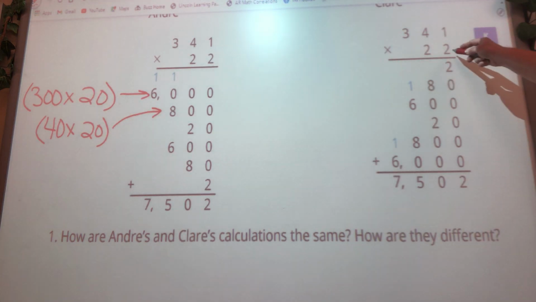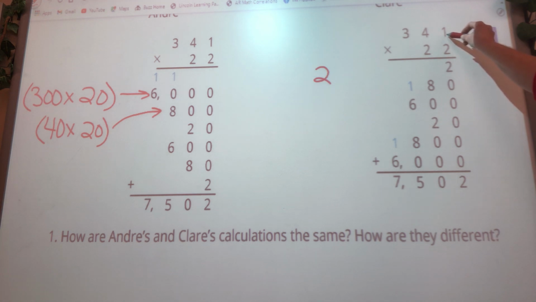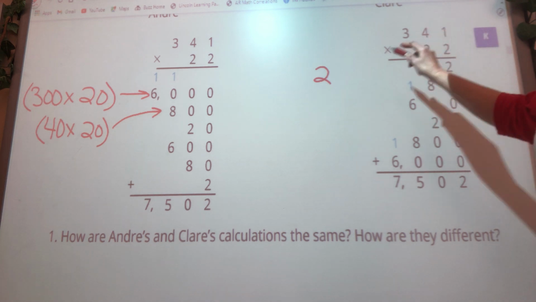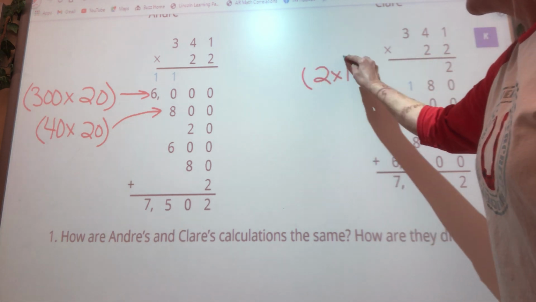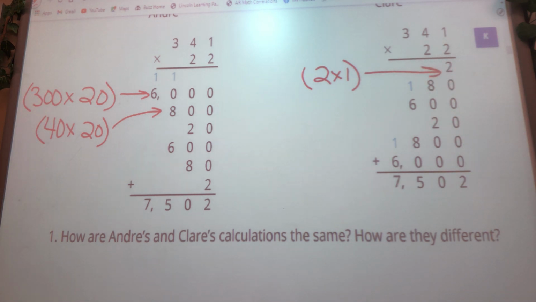If we look over here, she started with this one, and there 2 is in the ones place, and the 1 is in the ones place because Claire started on the right and worked her way across. So that would be 2 times 1. So that's an expression for how Claire got 2.